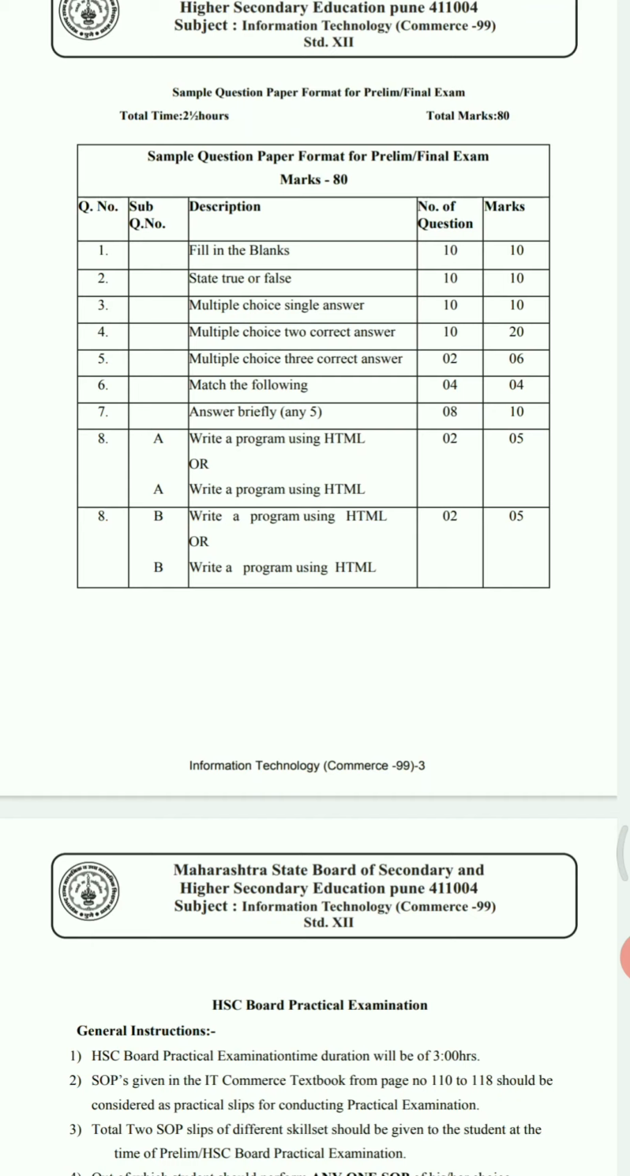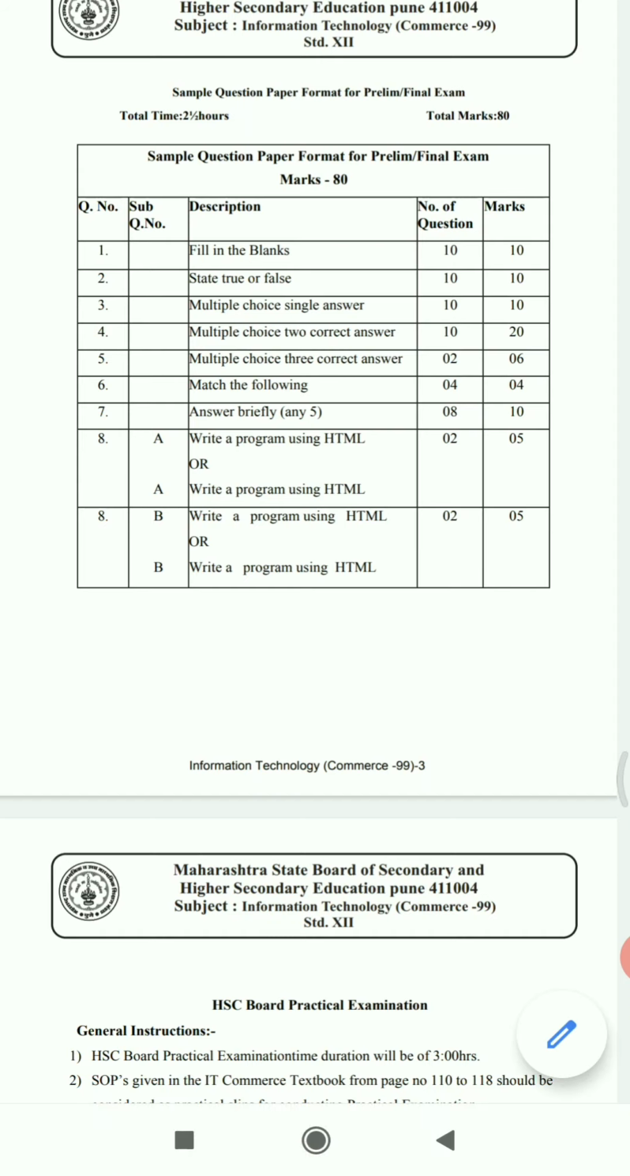Multiple choice with a single answer, 10 marks and 10 questions. And multiple choice with 2 correct answers, there are 10 questions with 20 marks. Multiple choice with 3 correct answers, there are only 2 with 6 marks.